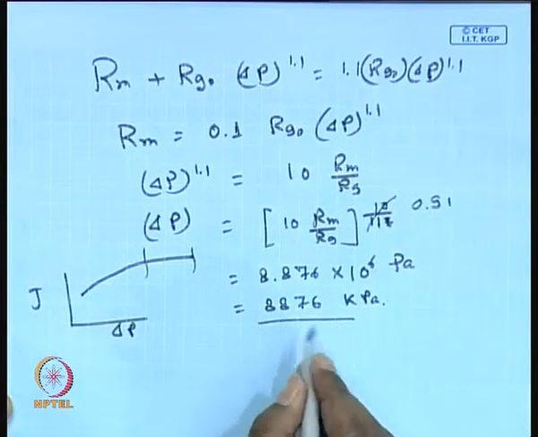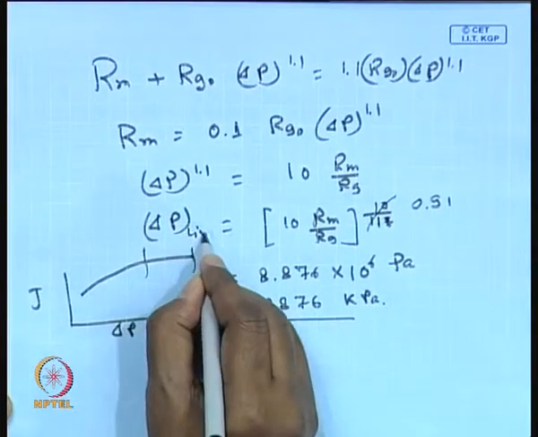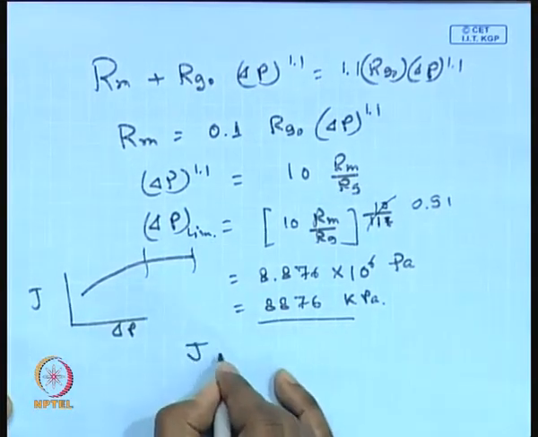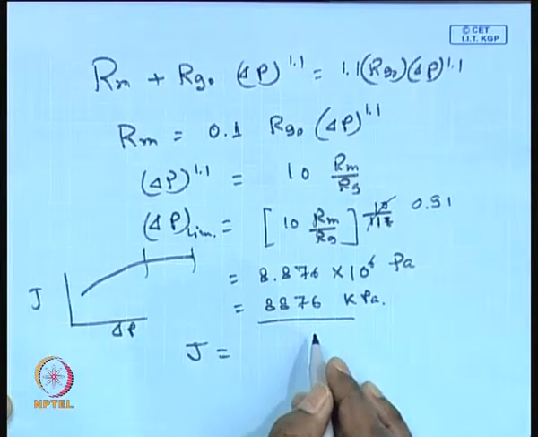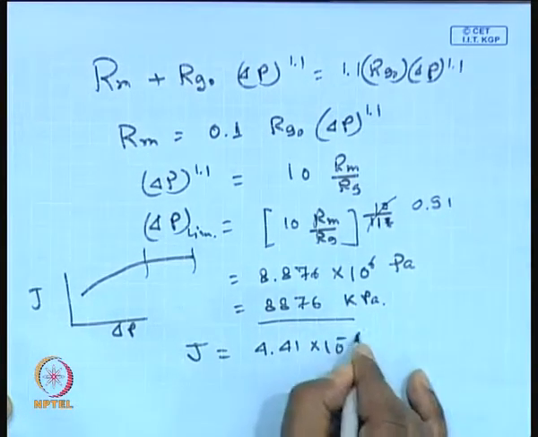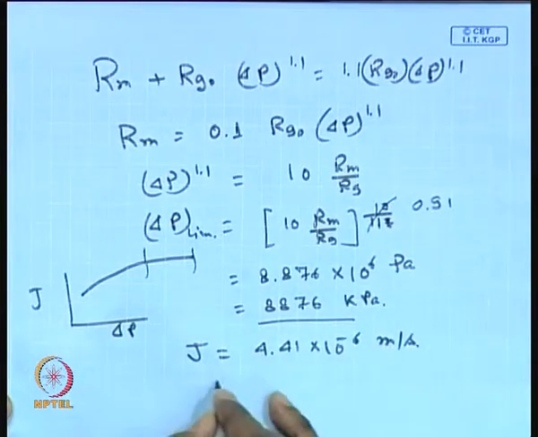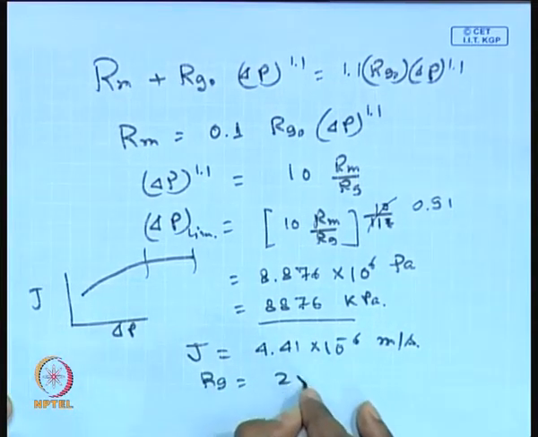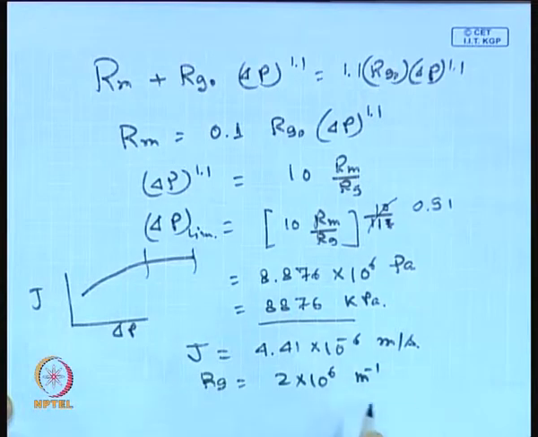At that limiting pressure, if you put the value of this pressure, the permeate flux turns out to be 4.41 into 10 to the power minus 6 meter per second, and R g turns out to be 2 into 10 to the power 16 meter inverse.